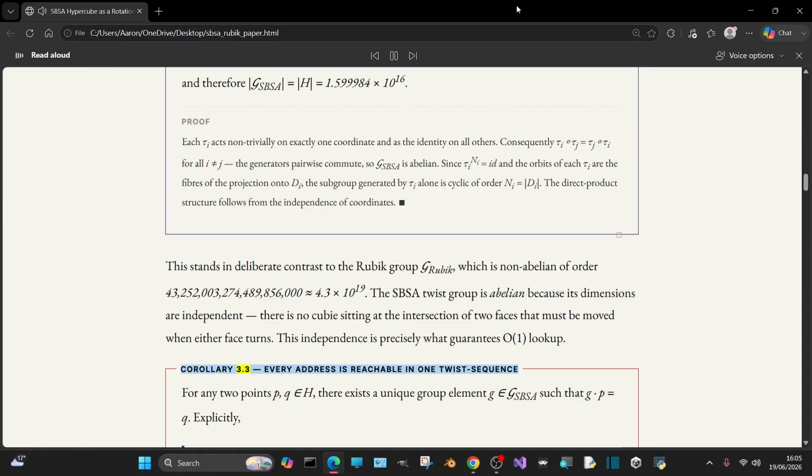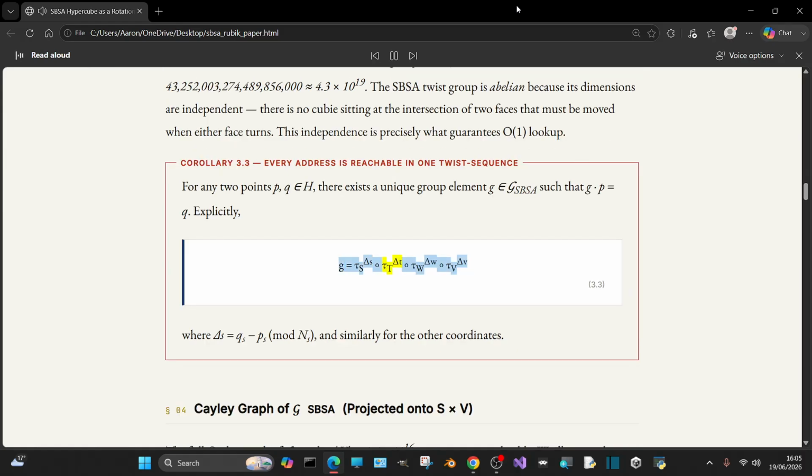Corollary 3.3. Every address is reachable in one twist sequence. For any 2 points P, Q in H, there exists a unique group element g in G_SBSA such that g times P equals Q, explicitly g equals τ_S^{ΔS} τ_T^{ΔT} τ_W^{ΔW} τ_V^{ΔV}, where ΔS equals Q_S minus P_S, mod N_S, and similarly for the other coordinates.